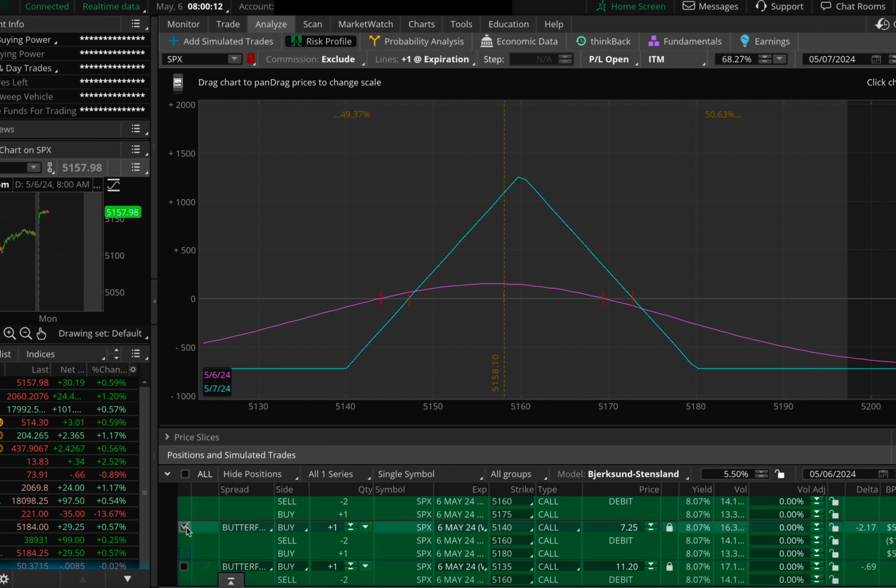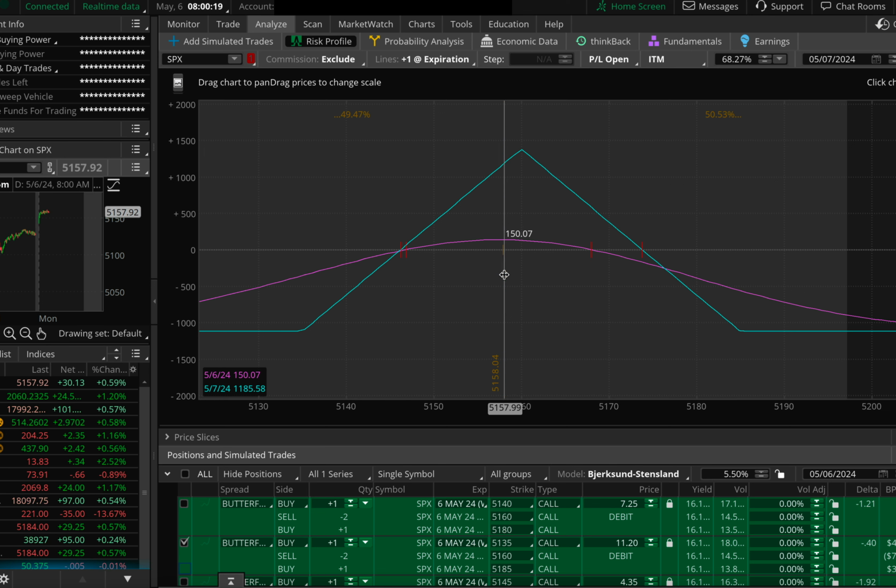And then the last one was a 25-point butterfly. And this one is showing a profit of 160. And the profit target on this guy was 100. So all of these paper trades have done well this morning, and they've all hit profit target.